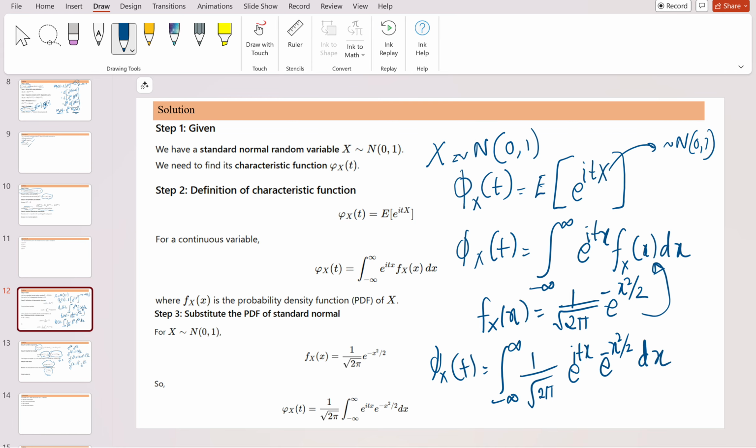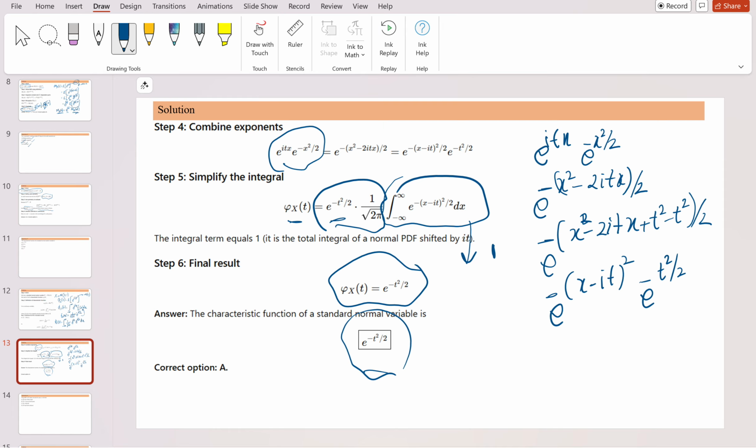Simply here, because the problem is asking you to define the characteristic function φx(t), and X is already given as normally distributed with mean 0 and variance 1. So φx(t) is equal to, by definition, the expectation of e to the power itX, and for the continuous variable, that is the integral from minus infinity to infinity of e to the power itx fx(x) dx. Put the value of fx(x), that is 1 upon root 2π e to the power minus x square by 2. So keeping the value there, you can find 1 upon root 2π, e to the power itx, e to the power minus x square by 2 dx.